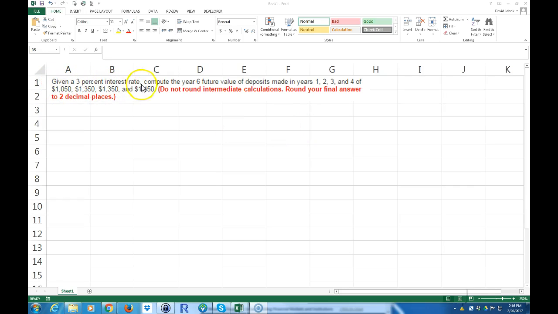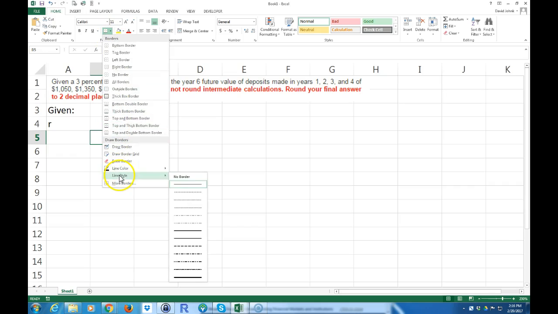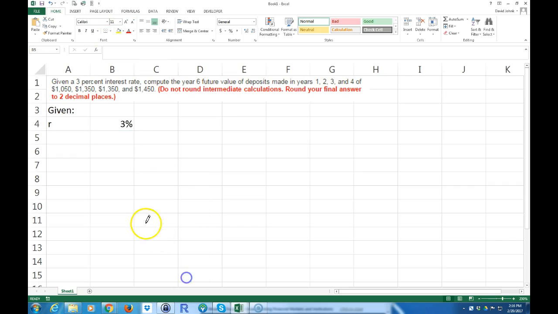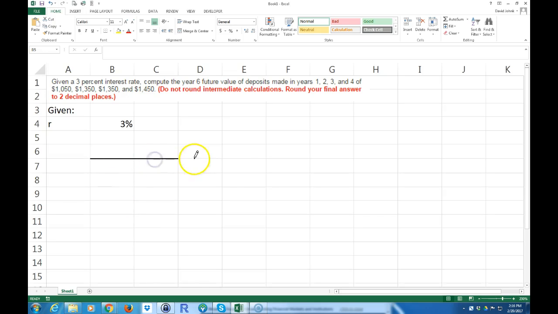Given a 3% interest rate, compute the year 6 future value of deposits made in years 1, 2, 3, and 4 of these four amounts. Okay, so let's put this information in. We have the interest rate of 3%. And I'm going to draw the cash flow timeline, the cash flow diagram. So we basically have 1, 2, 3, 4, 5, 6 years, and we want the future value, and we have four cash flows out. Then we want to find the future value of all four of those at a rate of 3%.